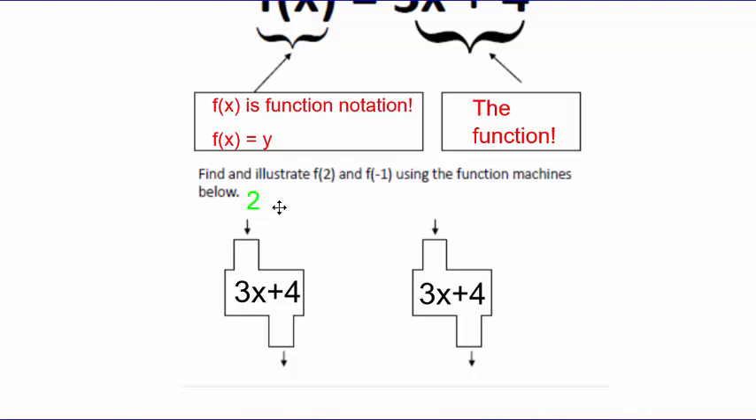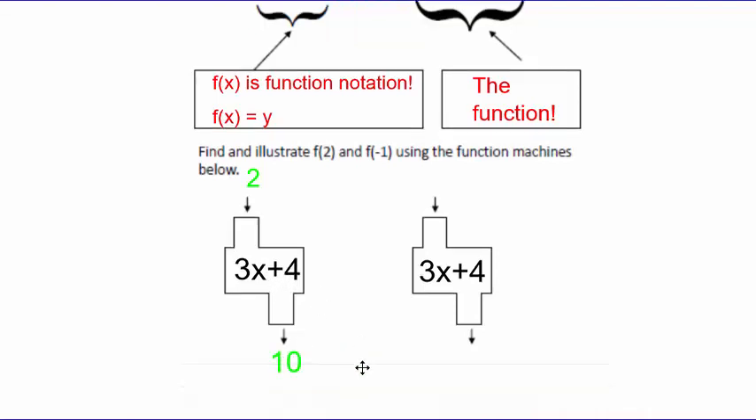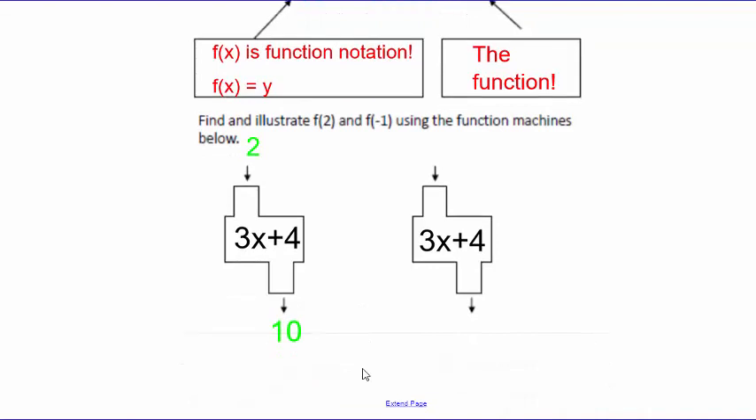So as you can see here in green, I'm taking the number 2, I'm putting it into this function. So in place of the x, we're going to plug a 2. So we're going to do 3 times 2 plus 4. When we do that, we get 10. So what you want to do is you want to tell me that your answer is f of 2 equals 10. And again, this means that we put 2 into the function and it spits out a 10.